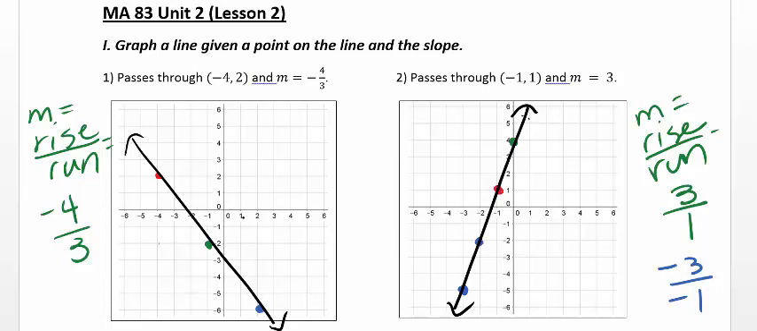Another thing to notice about number 1 and 2 is if I were to look at the slope here of -4/3, that's a negative slope. So I know my line has to come down left to right, and it does. If I look at number 2, I have a positive slope of 3. That means my line is going to go up left to right, and that is exactly what it's doing. So that's another way you can double check if your line is graphed properly.